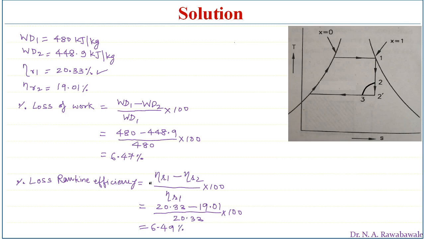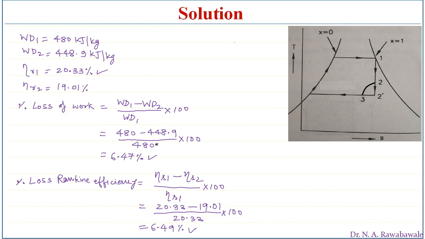Approximately, the loss in Rankine efficiency is similar to the loss in work, because the work done is going to be different but the heat supplied is the same. So definitely the loss in Rankine efficiency is very similar to the loss in work. The absolute loss in work is work done 1 minus work done 2.